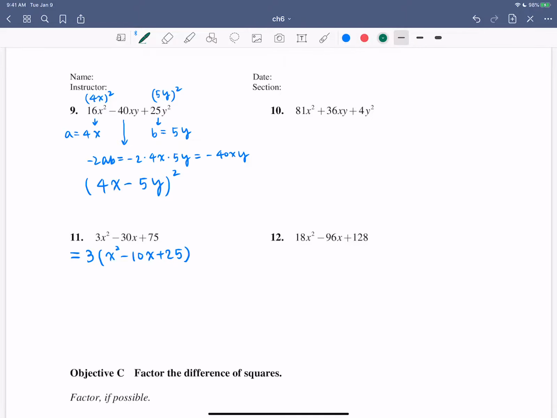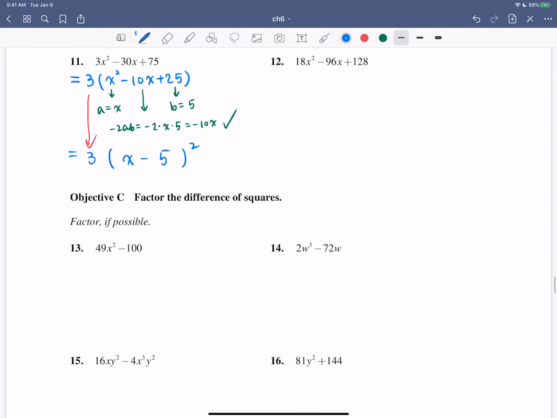And now let's look at the trinomial inside the grouping symbol again. First term tells us that a is x. Last term tells us that b is 5. And let's check out the middle term. Since it's negative, we're calculating negative 2ab. Negative 2 times a, which is x, times b, which is 5. That gives us negative 10x. And it's indeed what we need. Therefore, it's in the desired form. We factor it. So first, copy down the GCF 3. And then you're going to write down something squared. Inside the something, it's going to be a minus b squared. A is x, minus b is 5, and that's it.